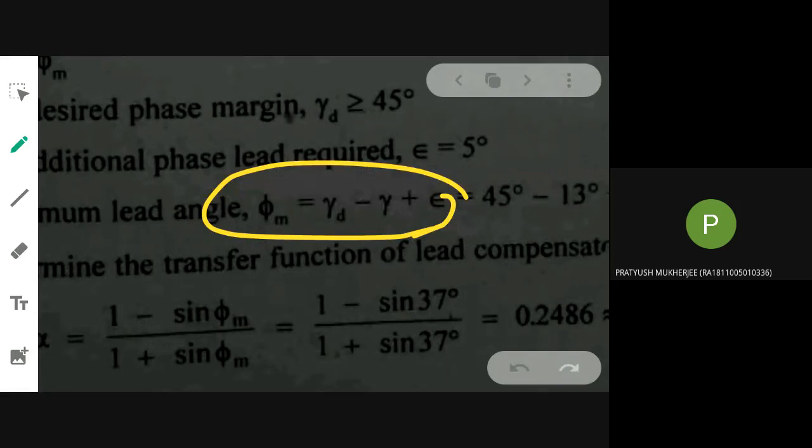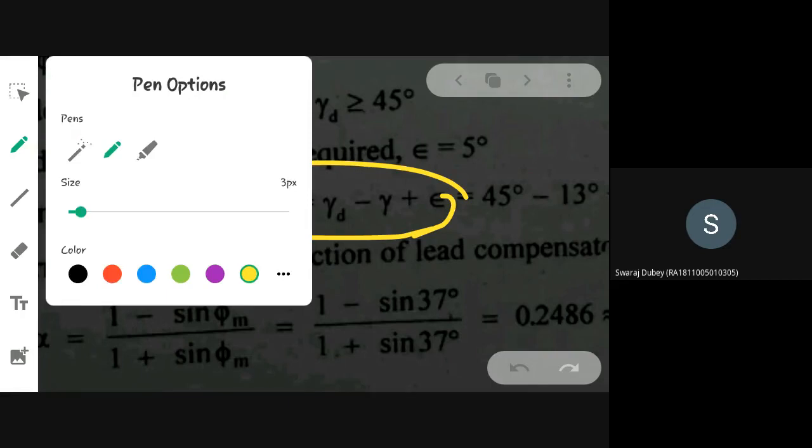As usual, epsilon you need to set to an initial value. 45 minus 13 plus 5. What is 45, what is 13, and what is epsilon? 45 is gamma D, 13 is gamma, and epsilon is 5. I know what gamma D is; my question is, what is gamma D? It is the given angle in the question, the required angle. In the question they have given the phase margin the system should satisfy as 45 degrees. So that is the desired value.